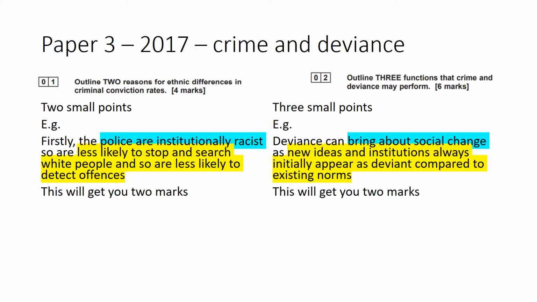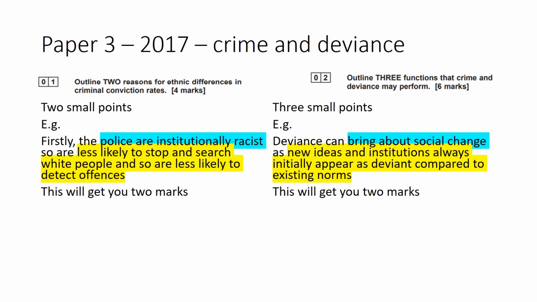For paper 3, so this is moving on to the crime and deviance. So the question 1, outline 2 reasons for ethnic differences in criminal conviction rates. And for these questions, I've done the same sort of structure. So the blue highlighting is for the first mark, and the yellow is for the second mark. You will usually have to write more for the second mark, just purely because that is the actual explanation. And each bit that I've written is going to get you 2 marks. So on question 1, it's police are institutionally racist, so are less likely to stop and search white people, and so are less likely to detect offences.